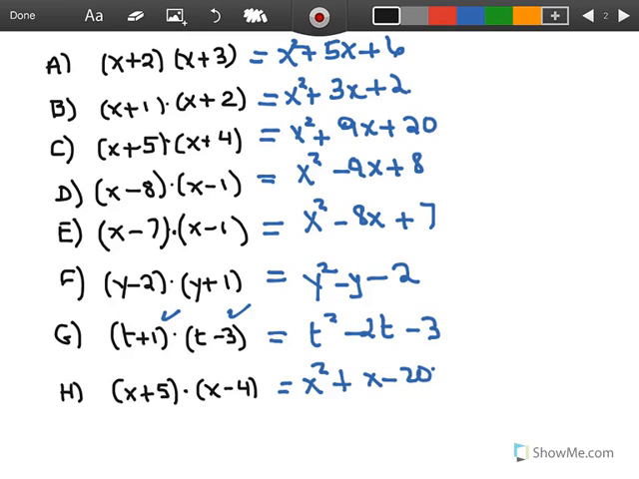Okay, again, add them, you get the middle term. Multiply them, you get the last term.